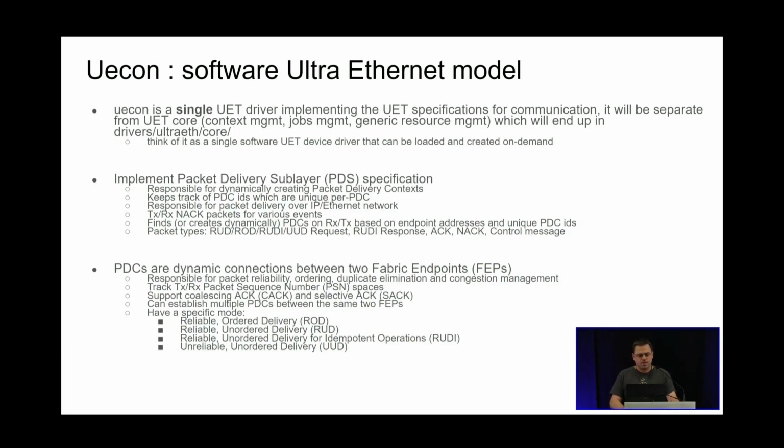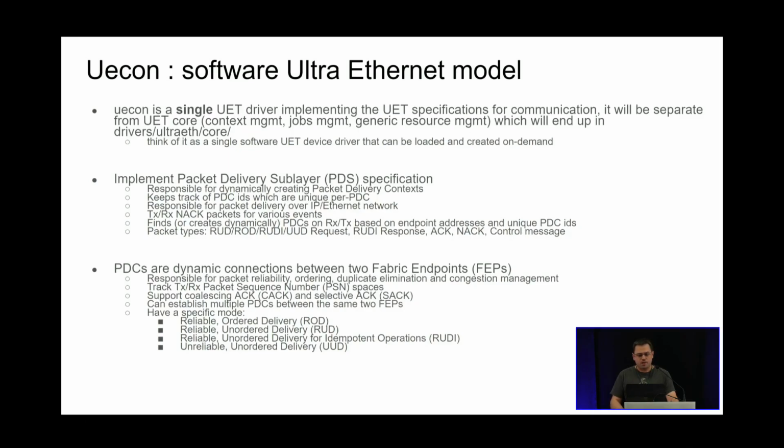The UECon implements the packet delivery sublayer specification from the Ultra Ethernet communication stack. It's responsible for dynamically creating ephemeral packet delivery contexts. These are called PDCs. A PDC is basically a connection between two endpoints. It's what you see in many places later. It's actually the smallest object that we work with when talking about endpoints. There can be multiple PDCs between the endpoints, obviously.